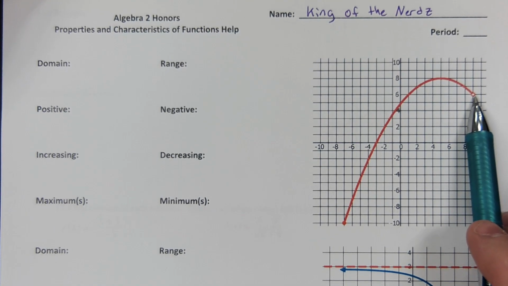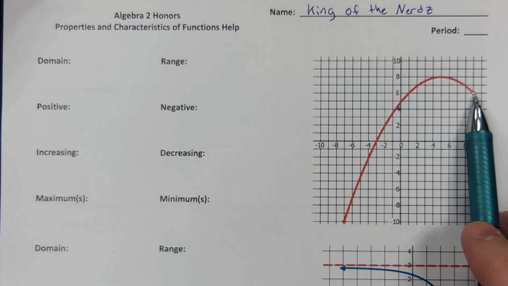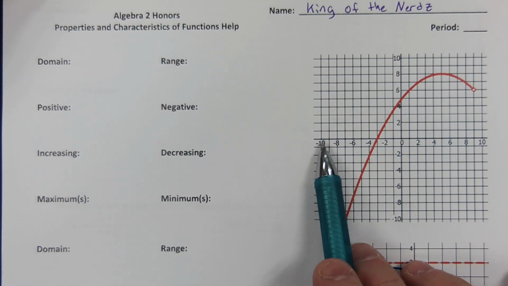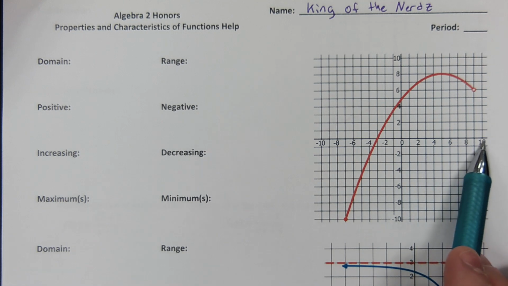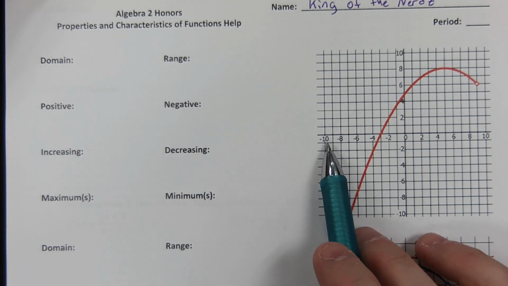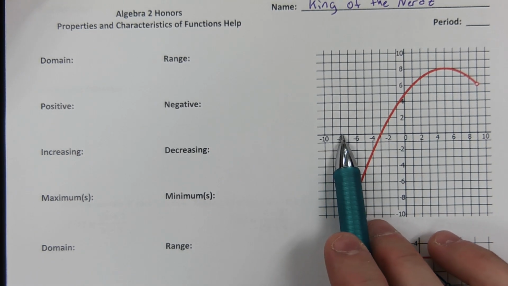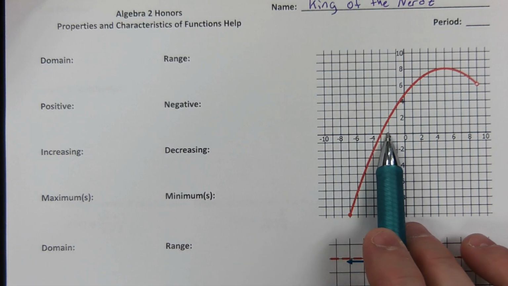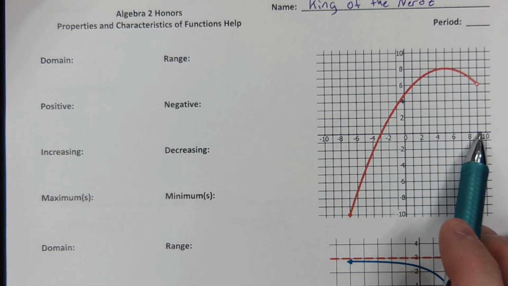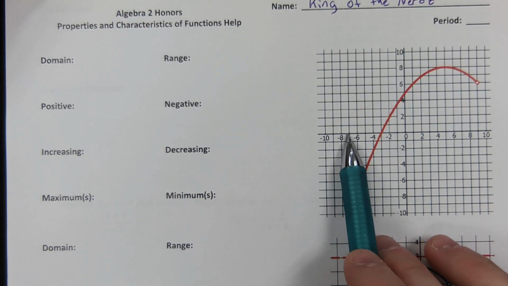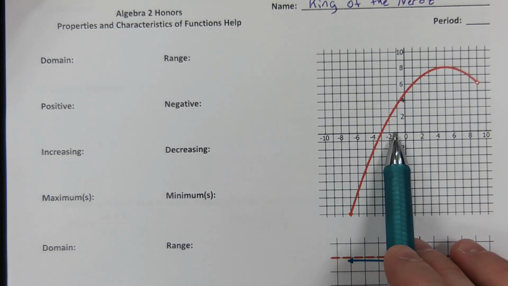So when you say the domain, what you're saying is, which of these values right here on the x-axis, which of these values does this graph exist for? So you're taking a walk down this line, you're looking up, you're looking down, and you're looking to see if you can see your graph above you or below you. And as long as you can see your graph above you or below you, then you are on the domain.